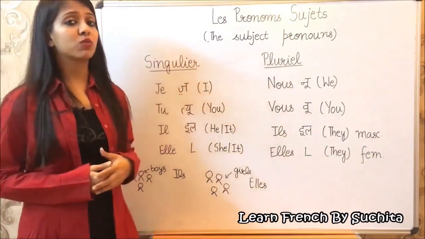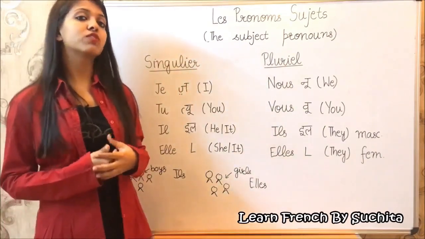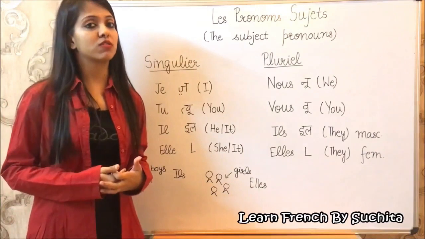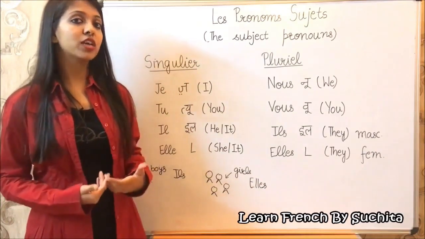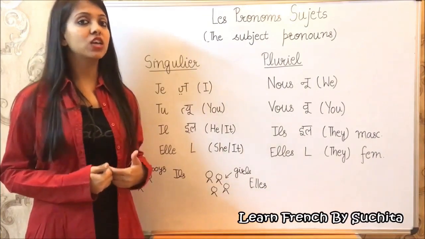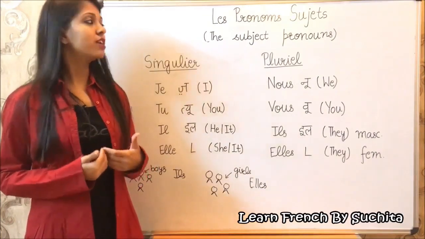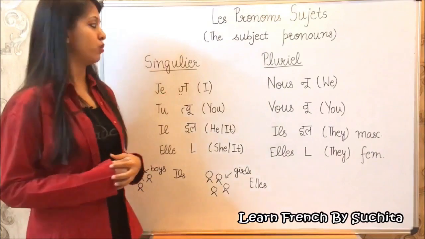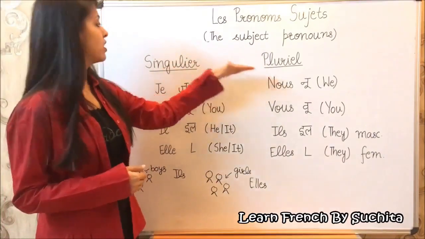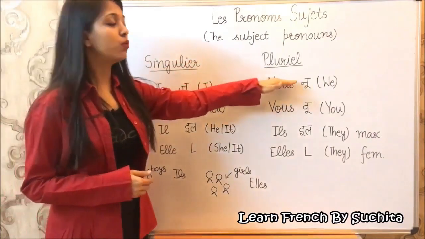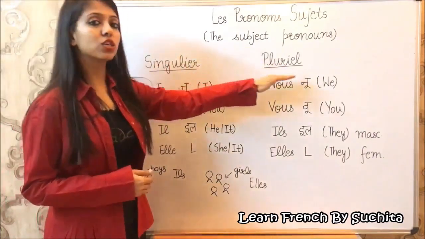So what are subject pronouns? Subject pronouns are the words which are used in place of nouns. Example, in the same example, if I say Ria is studying French, instead of saying Ria, I say she is studying French. So she is actually a subject pronoun. Now in the French language, the subject pronouns are divided into two categories: singulier et pluriel, singular and plural.